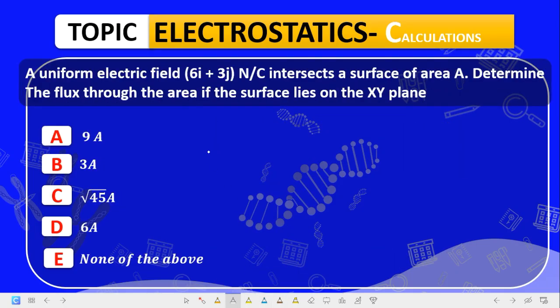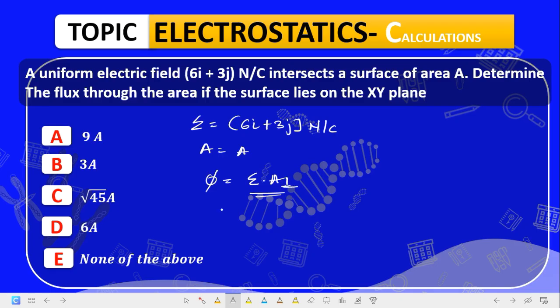The next question says that a uniform electric field, given as 6i plus 3j Newton per coulomb, intersects a surface of area A. The value of the area was not given. Determine the flux through the area if the surface lies on the xy plane. Now the electric flux is given by E times A, the electric field times the area perpendicular.